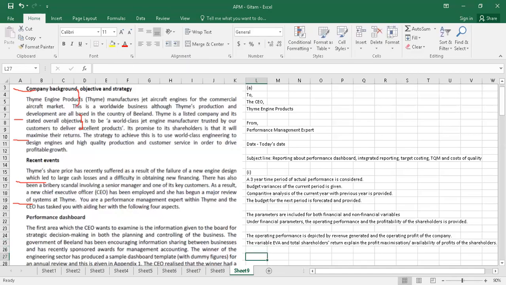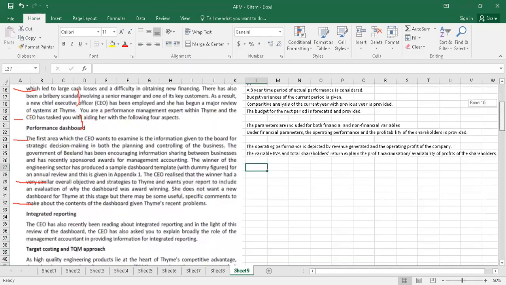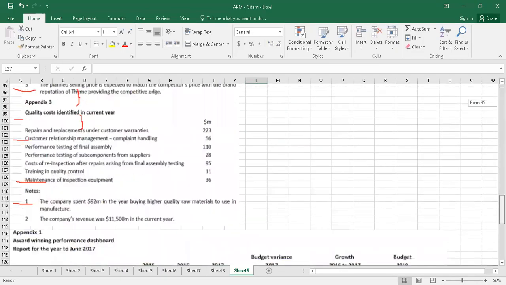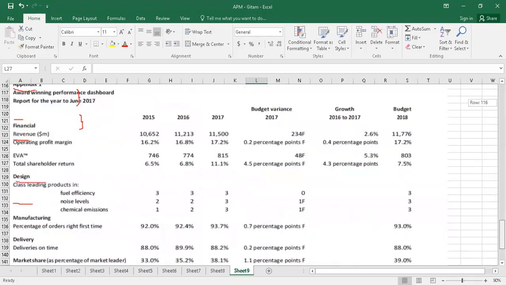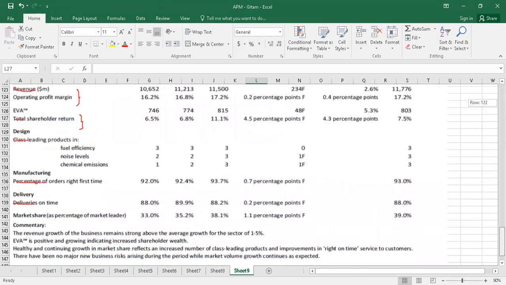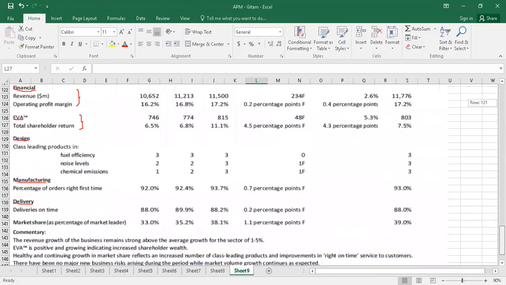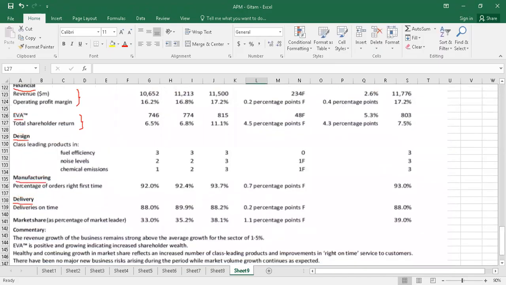Then let's go to the non-financial parameters. Let's also discuss the non-financial parameters. What are included there? Under non-financial parameters, we see design is given. They want to cater to the requirements of the customer. So that's the primary issue here. When we see the design, class leading products in fuel efficiency, noise levels, chemical emissions.